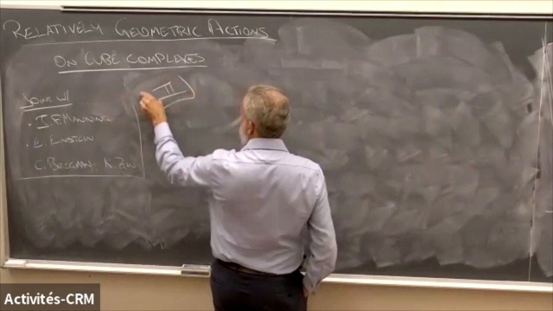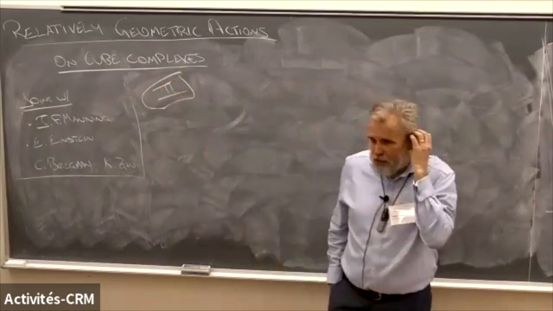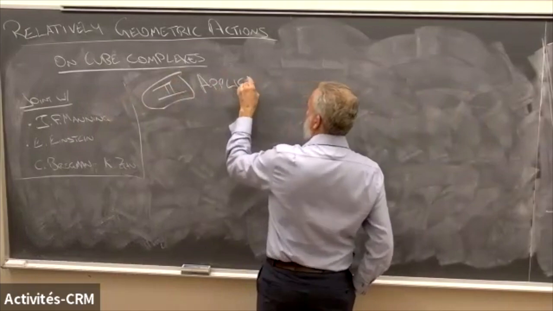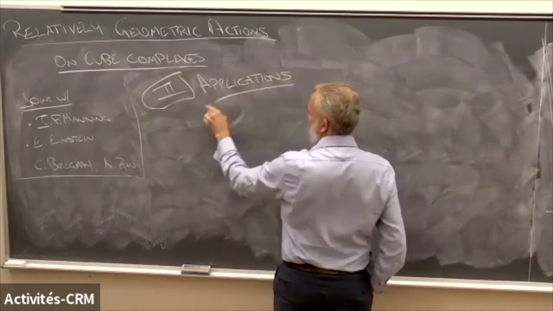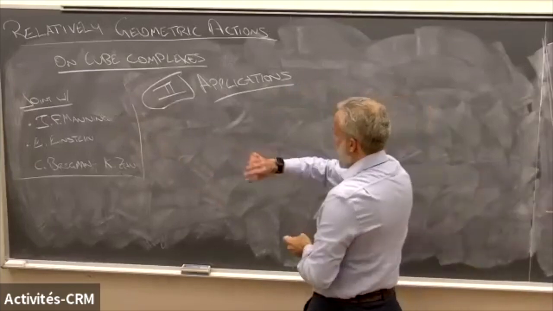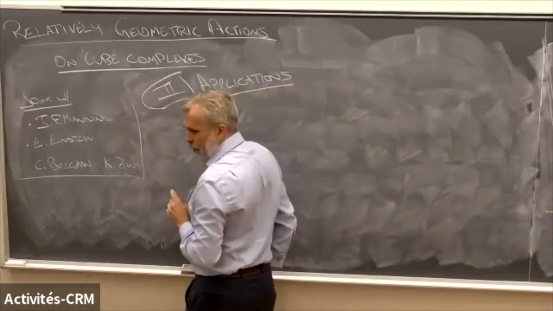So this part 1 of the talk was quotients of CAT(0) cube complexes. Part 2 is applications, and I'm basically going to list some things that we have done with this sort of theorem and this sort of idea. Okay, great.